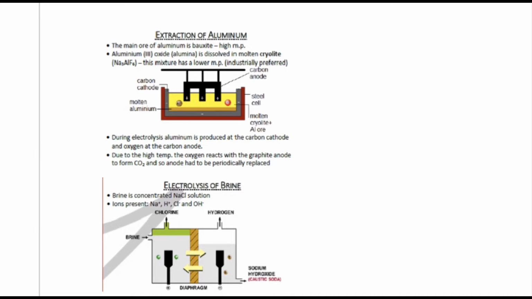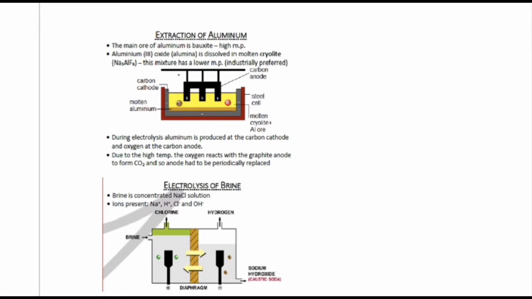What they're trying to say is, bauxite has a high melting point. So you put bauxite with cryolite. When bauxite is mixed with cryolite, it has a lower melting point, and we can save electricity. We don't need to heat it up to a very high temperature, which uses up electricity. We just need a lower temperature to make it melt. Okay, so now it is melted. We have molten cryolite plus aluminium ore, so it's in molten form now.